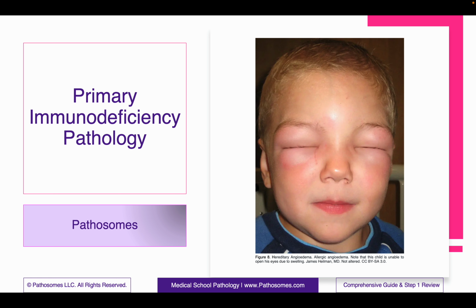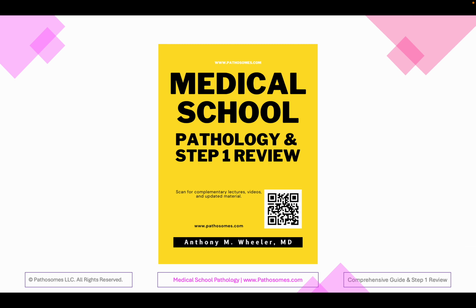Now, you might be asking yourself, what's going on with this child's eyes? Well, seeing that we're dealing with primary immunodeficiencies, you should have hereditary angioedema on your differential. We're going to talk about that more.